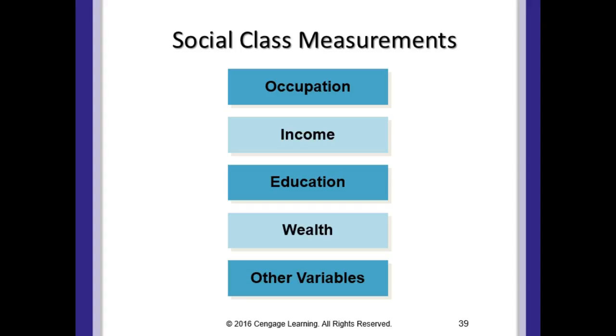The 5 measures of social classes, as you can see here: occupation, income, education, wealth, and other variables. That's an important thing to know too. How is social class measured? It is not just income. Occupation, income, education, wealth, and then other variables that are thrown in there as well.